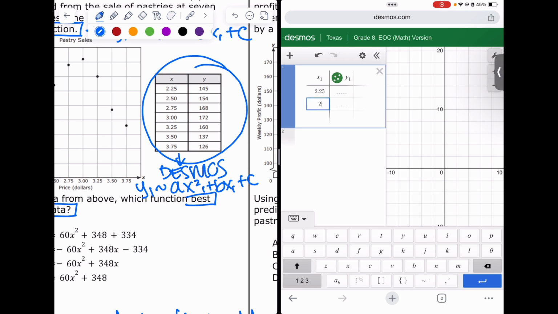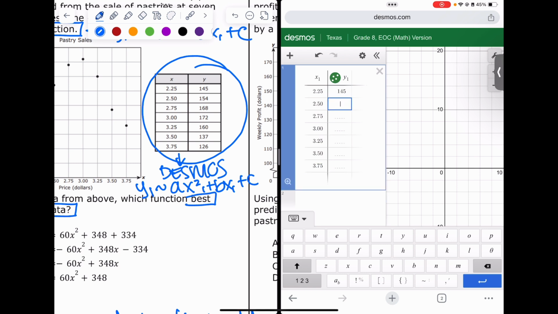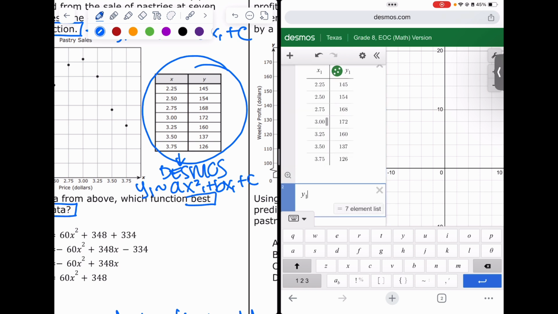2.25, 2.50, 2.75, 3.00, 3.25, 3.50, and then 3.75. Oh, okay. And then up here is 145, 154, 168, 172, 160, 137, and 126.